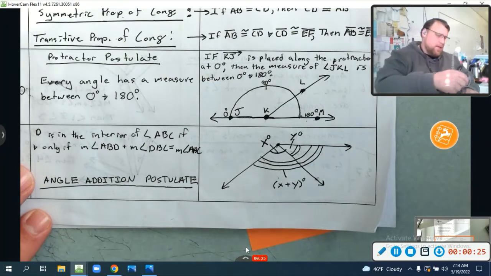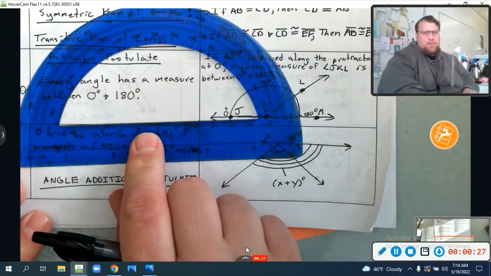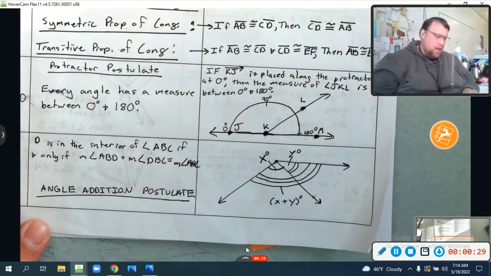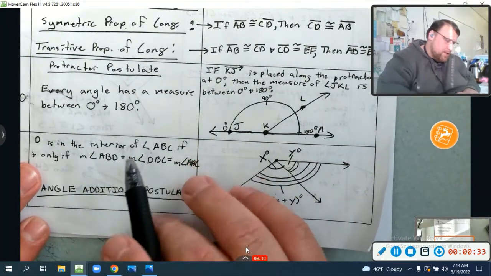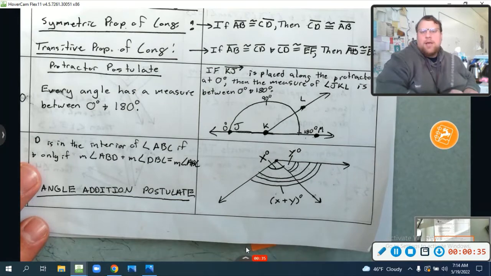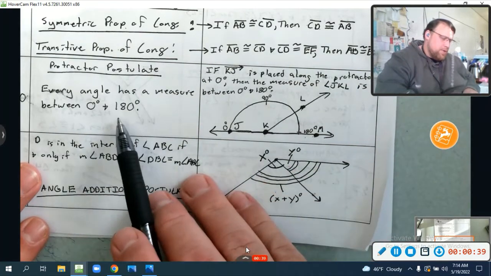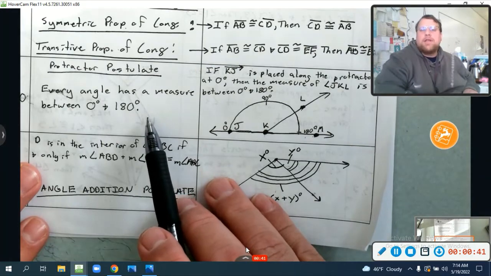A protractor, if you haven't seen one, just looks like this. It's a half circle. And what this is saying is every angle has a measure between 0 and 180 degrees. So every angle we're going to be looking at is going to have that measure between 0 and 180 degrees if we're using a protractor.